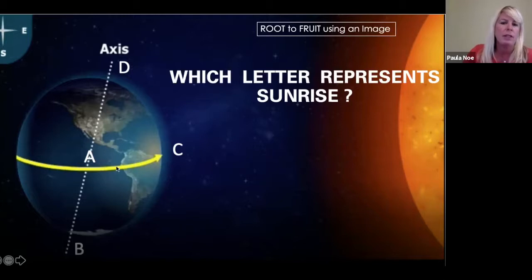Which letter represents sunrise? This is a high-level question for this, aligned to the TEKS. Rotation of the earth happens every day, every 24 hours, by the sun's apparent movement. The rotation of the earth is a hugely tested standard for us. So which letter represents sunrise? I'm showing them with an arrow which way the earth is rotating, so they have to be able to know this in reference to the sun.